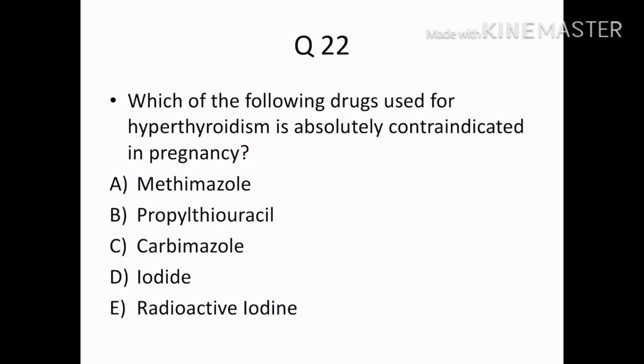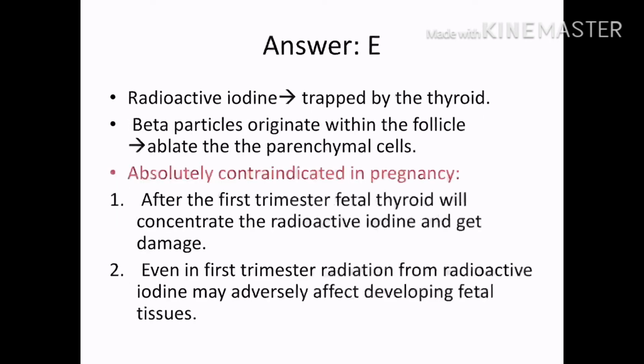Question number 22. Which of the following drugs used for hyperthyroidism is absolutely contraindicated in pregnancy? A. Methimazole, B. Propylthiouracil, C. Carbimazole, D. Iodide, E. Radioactive iodine. Answer is radioactive iodine. Why?